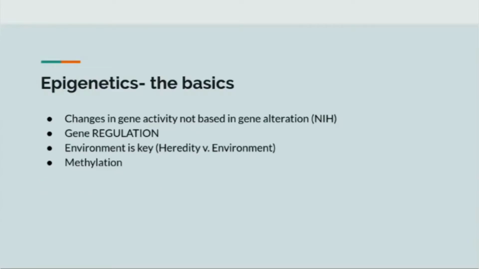NIH gives a simple definition that epigenetics is changes in gene activity not based in actual gene alteration. This is done through gene regulation, which often shows up as a mutation. Like we talked about in class, your genes might code for a certain trait, but regulation of that gene might change the expression of it. The environment is a huge catalyst for changes in gene regulation. After all, you inherit is your genes. The environment does the rest. An avenue for epigenetics to happen that the book focuses on a lot is methylation.